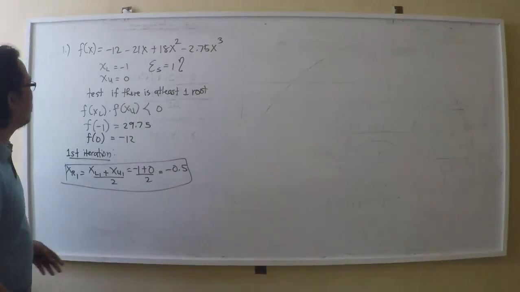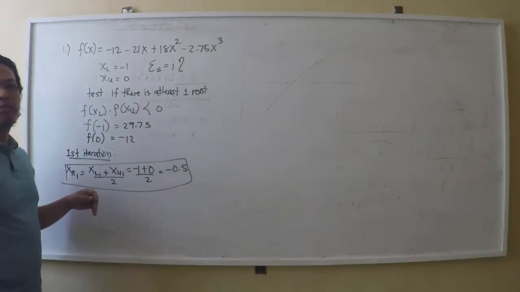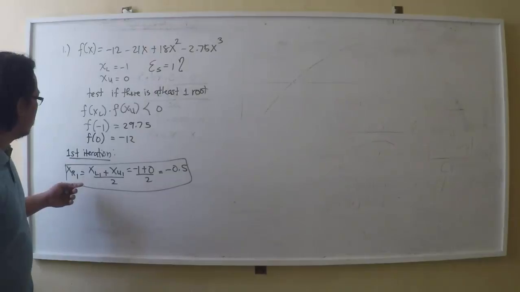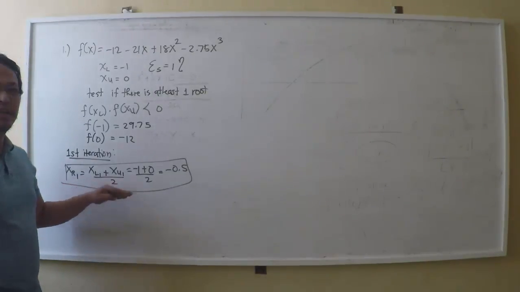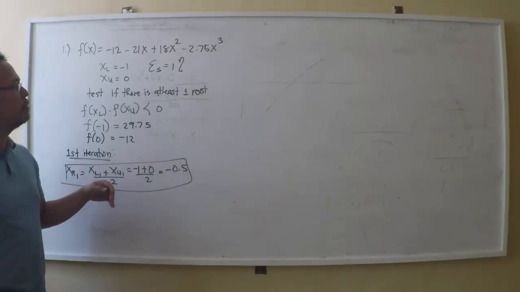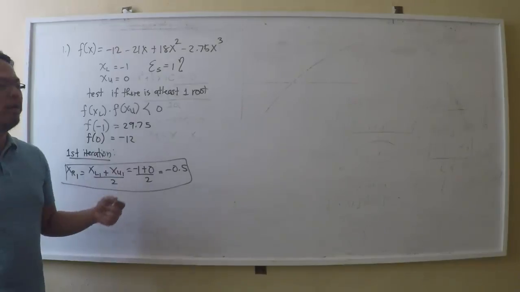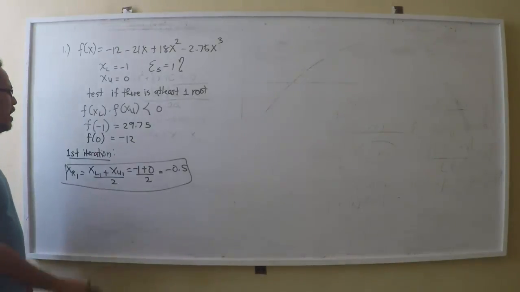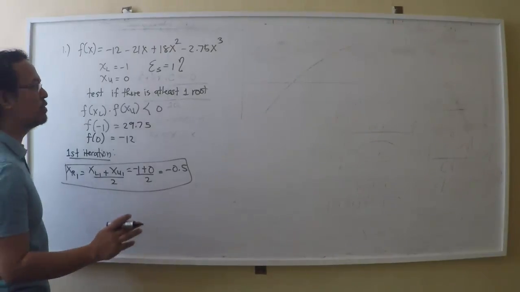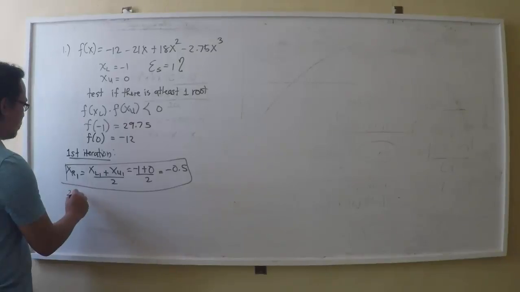Before going to the second iteration, at this moment we cannot compute the error because this is our first root estimate. Until we compute the second root estimate, we cannot compute the error. So we will test first before we move to the second iteration. Anyway, no problem. Let's move to the second iteration.